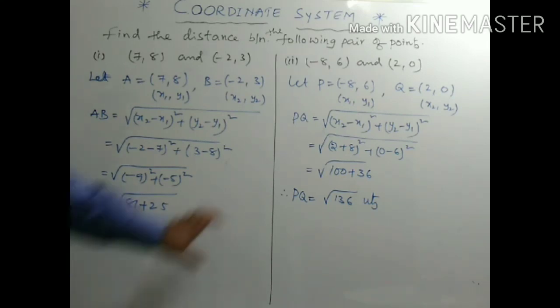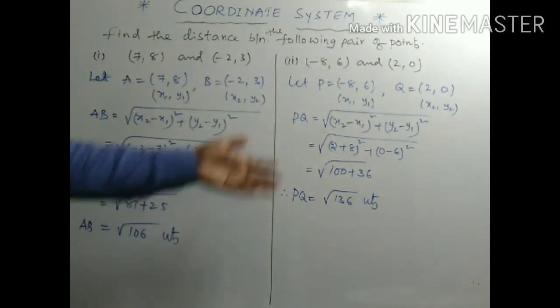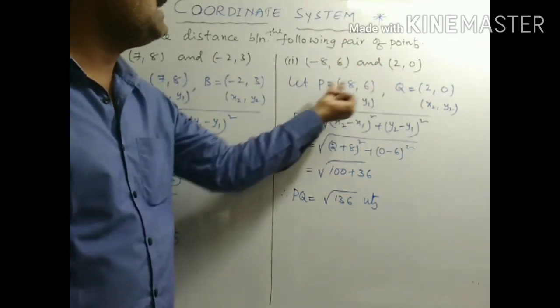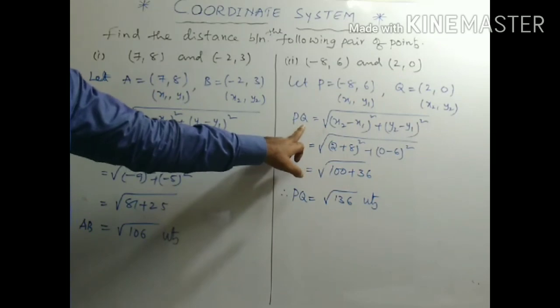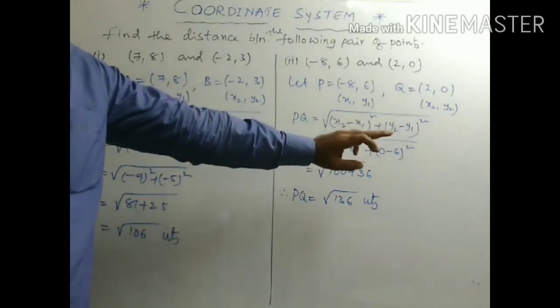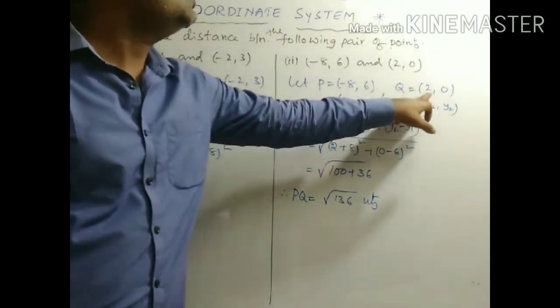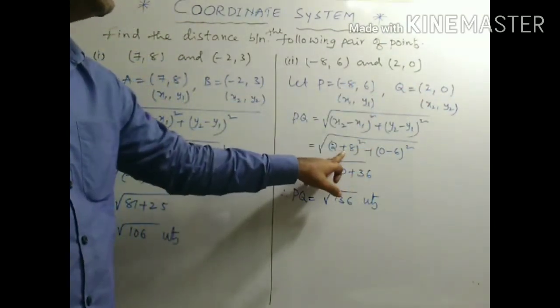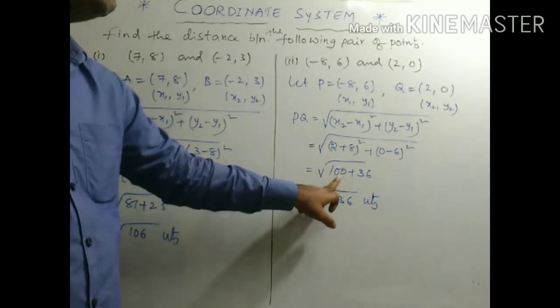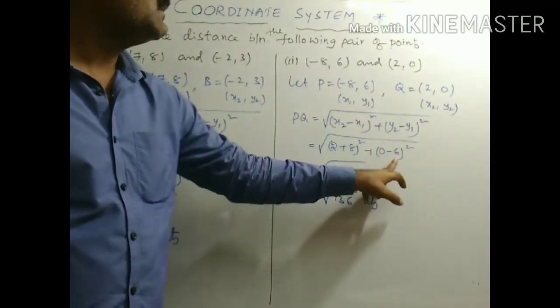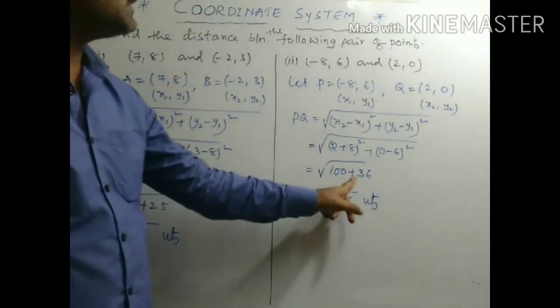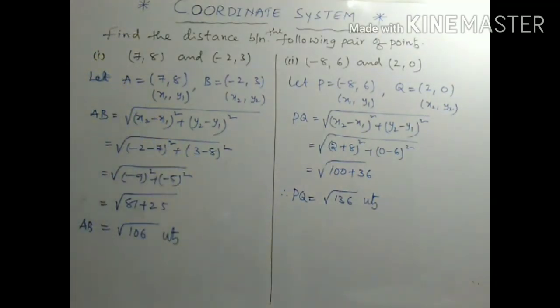No problem. Coming to the second problem, in the same manner, this time let me consider the two points as P and Q. I want to find the distance between them, hence the notation is PQ. Using the formula, x2 minus x1: 2 minus of minus 8, which is plus 8. So 2 plus 8, 10 whole square, which is 100. And y2 minus y1, which is 0 minus 6 whole square, which is 36. So 100 plus 36, finally 136. Hence the distance between P and Q is equal to the square root of 136 units.